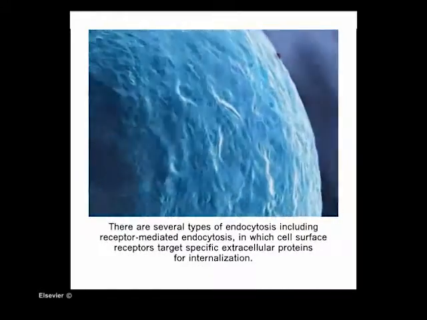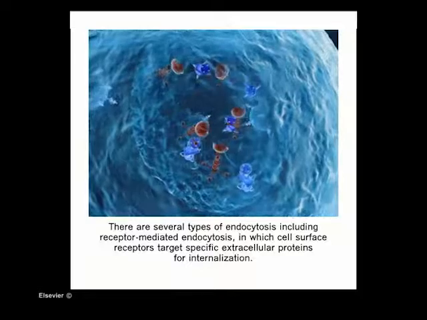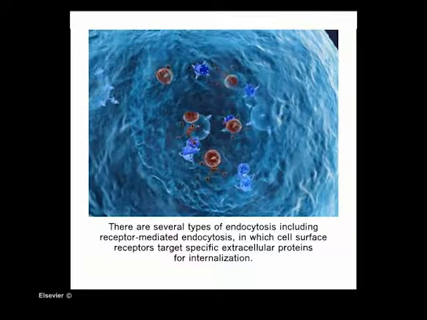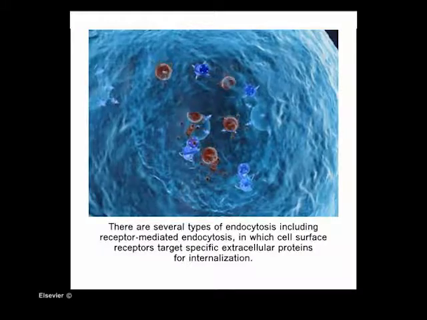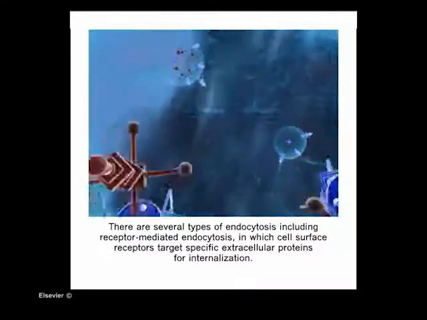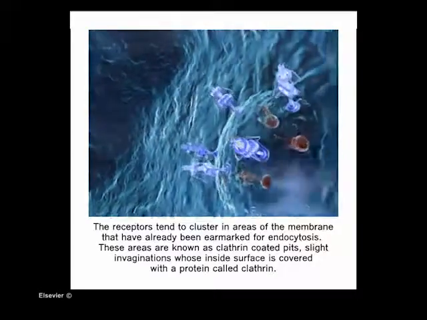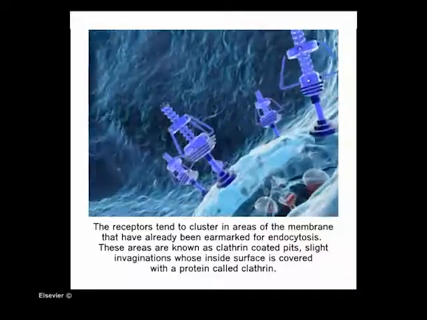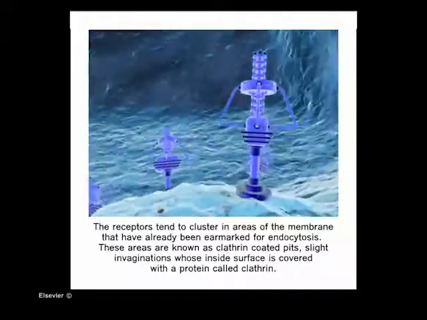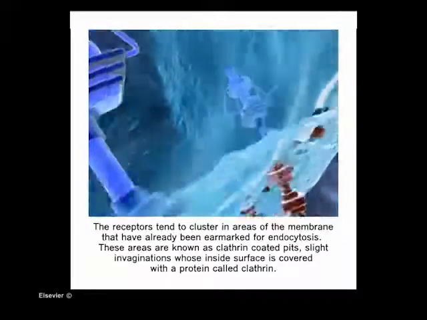There are several types of endocytosis, including receptor-mediated endocytosis, in which cell surface receptors target specific extracellular proteins for internalization. The receptors tend to cluster in areas of the membrane that have already been earmarked for endocytosis. These areas are known as clathrin-coated pits, slight invaginations whose inside surface is covered with a protein called clathrin.